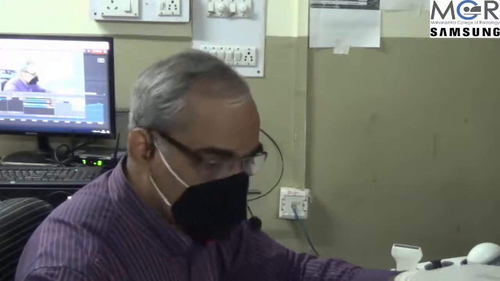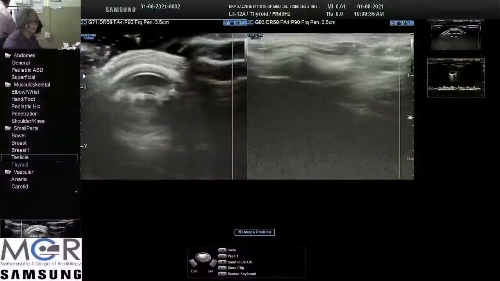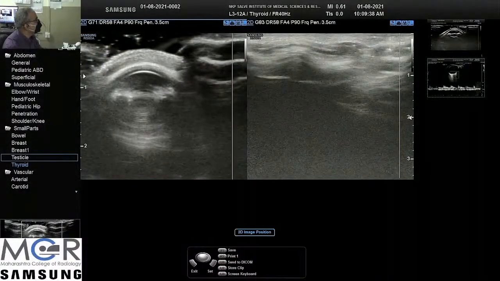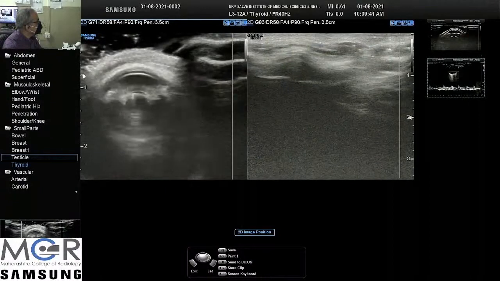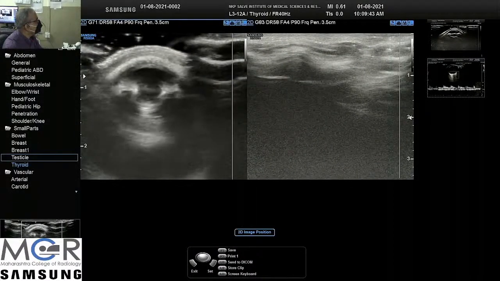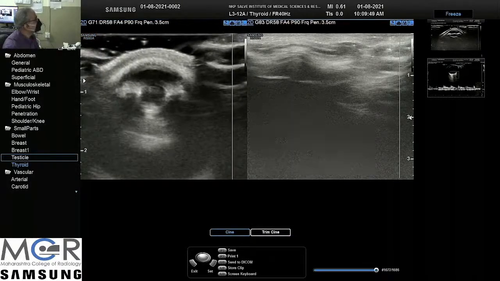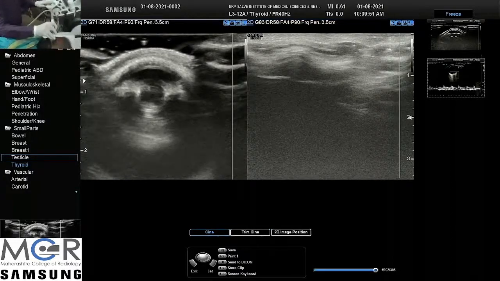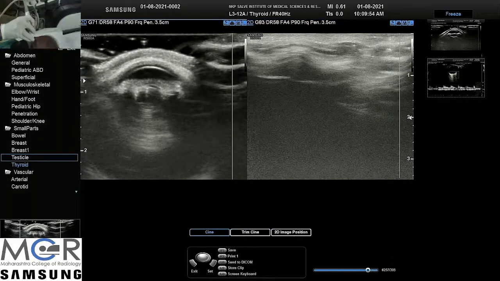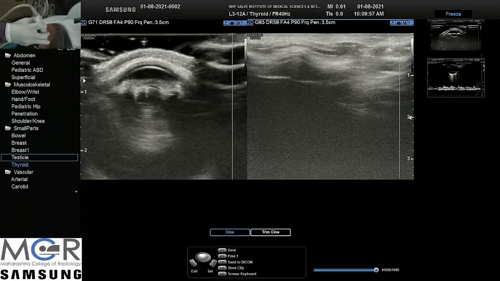This is the left eye. We'll first check whether the cornea is normal. For that, we divide the screen just for comparison. We'll freeze one image of the anterior segment of the normal eye, the clinically normal eye. That is it. Now we go to the left eye.